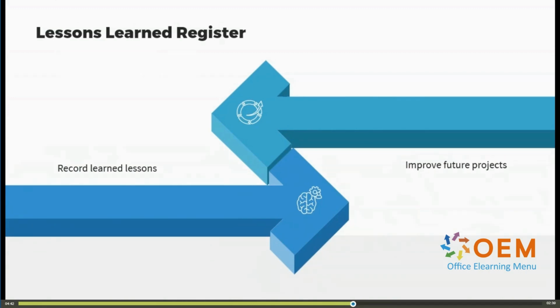The Lessons Learned Register is a living document that evolves as the project progresses. Project managers and team members contribute their observations and recommendations. This record of experiences, both positive and negative, is an invaluable resource for enhancing project management practices. And like I said, it promotes continuous improvement by making sure that the knowledge gained from each project is used to make the next one even more successful.